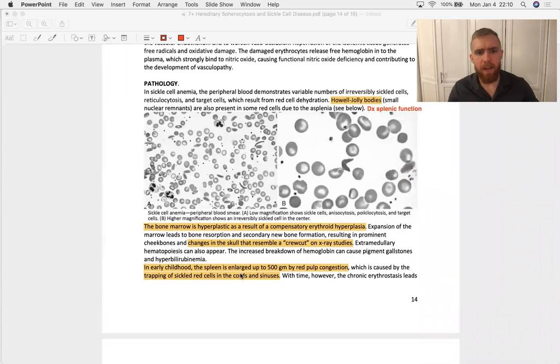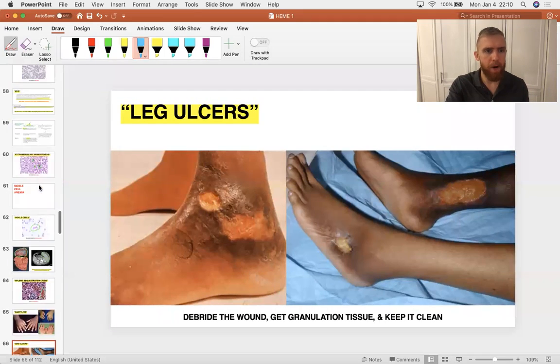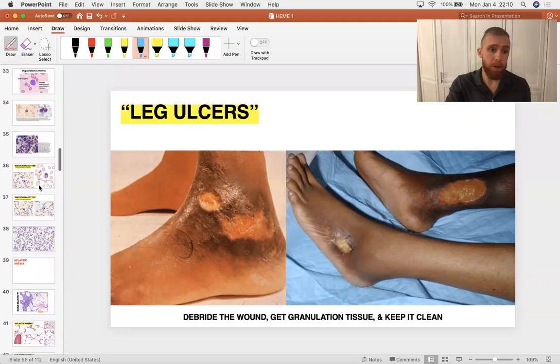What do you see on pathology? Well, first of all, EPO is up, erythropoietin. So the bone marrow is hyperplastic, and in sickle cell disease, like in the thalassemias, you might even see this crew cut X-ray of the skull. Let's go take a look at that very quickly. Literally looks like a crew cut.